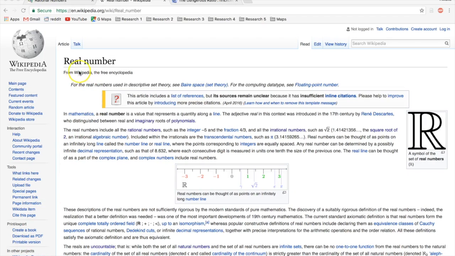So here we are digging in a little deeper on real numbers. And it says, in mathematics, a real number is a value that represents a quantity along a line. The adjective real in this context was introduced in the 17th century by René Descartes, who distinguished between real and imaginary roots of polynomials. So you can see they have a number line here. And we've got our whole numbers, 1, 2, it's divided, there's 1 1/2. Now we've got the square root of 2 placed along this line. We've got e, we've got pi.